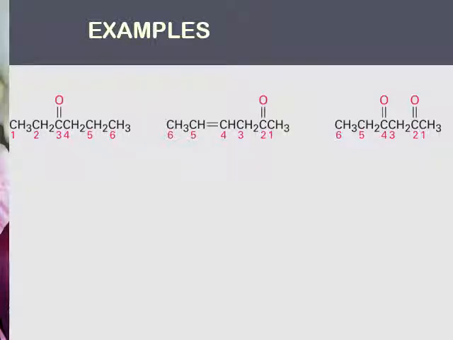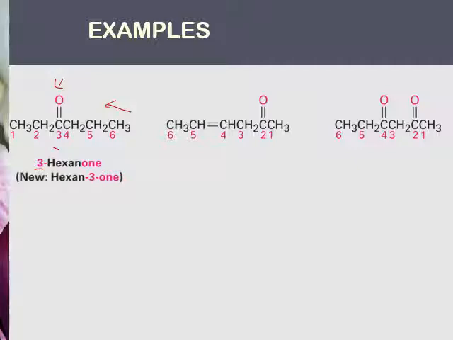Now, if we number from left to right, we give the carbonyl carbon number 3. If you go from right to left, then the carbonyl is number 4. So we go from left to right, and therefore the name is 3-hexanone. This means number 3 has a carbonyl carbon.